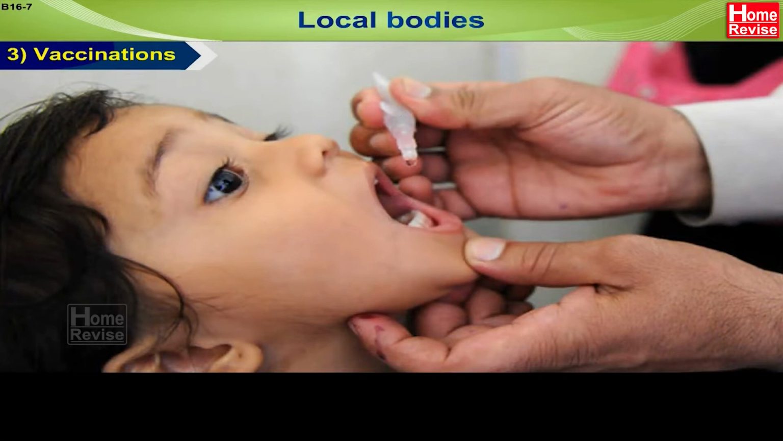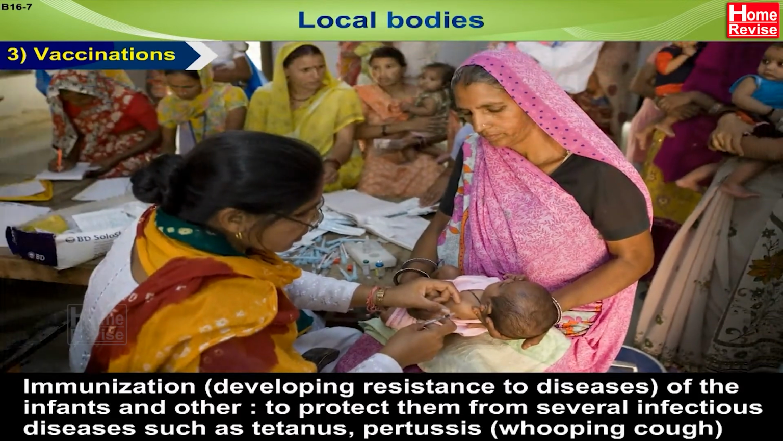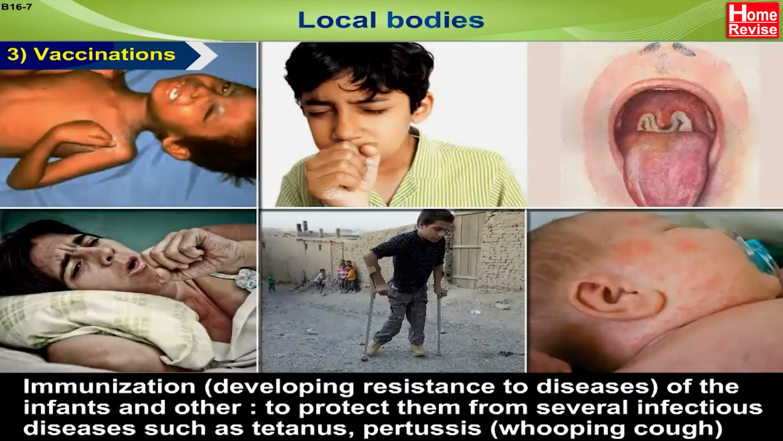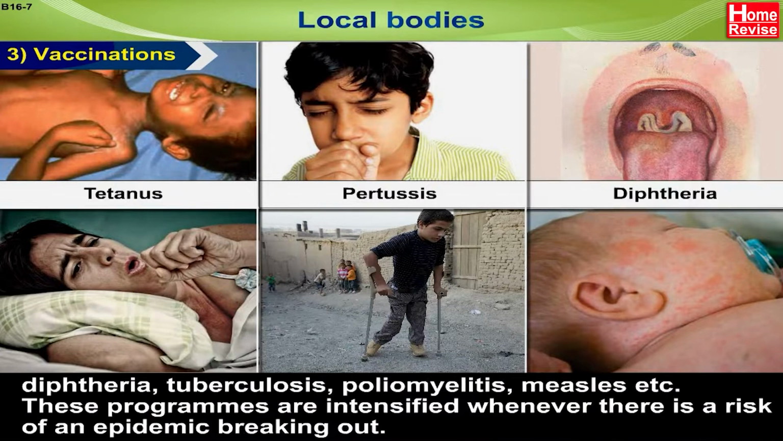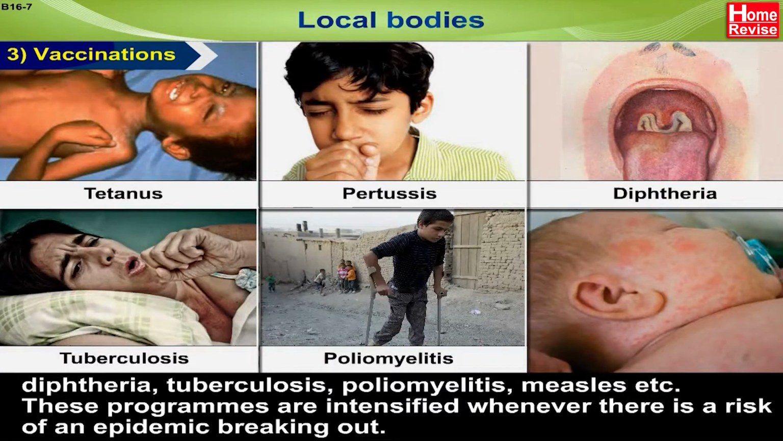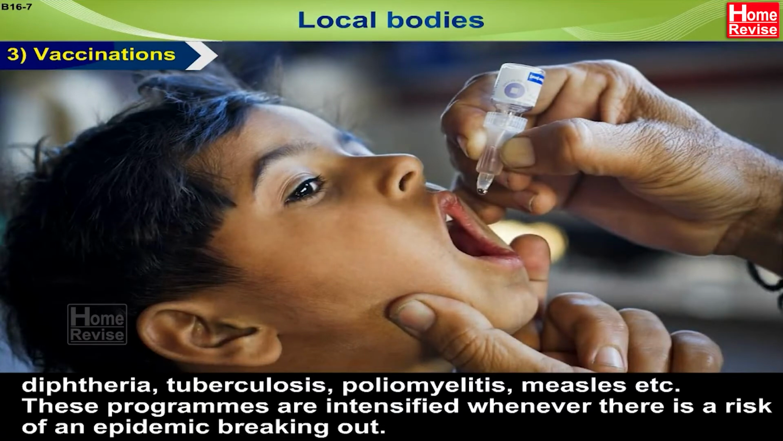Number 3. Vaccinations. Immunization, that is developing resistance to diseases of the infants and others, to protect them from several infectious diseases such as tetanus, pertussis, that is whooping cough, diphtheria, tuberculosis, poliomyelitis, measles, etc. These programs are intensified whenever there is a risk of an epidemic breaking out.